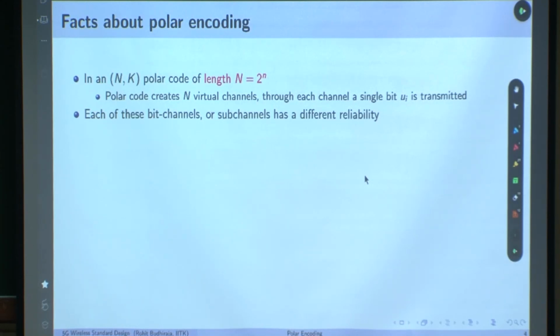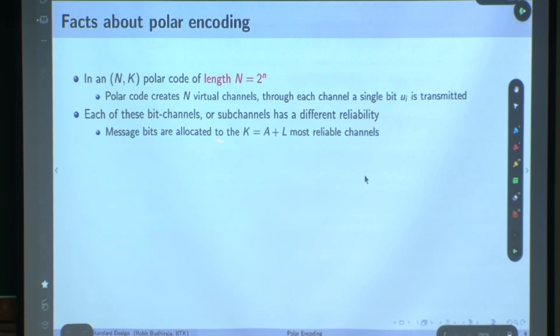And what are you sending? You are sending data bits and parity bits. So let's see that. The message bits, we are calling it K. So that B has become K here, which I think is why it was there in the last class also. Message bits are allocated K equal to A plus L most reliable channels. What is the length of the message? Capital K. That B has become K, no confusion.